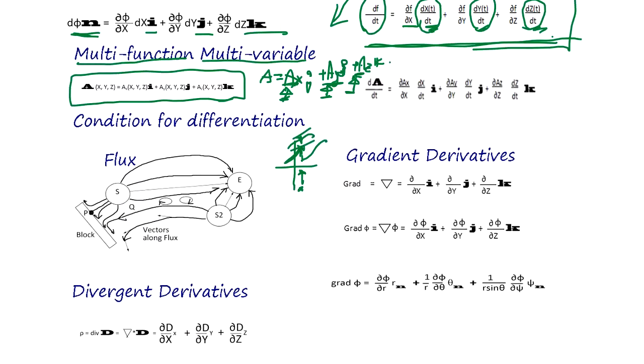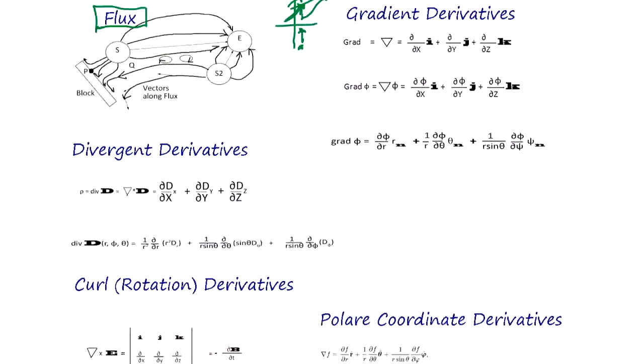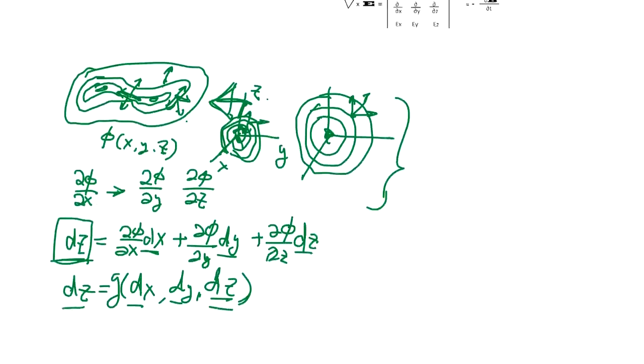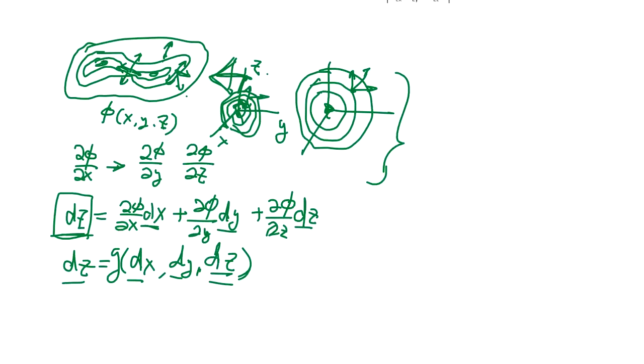Okay, in the 3D world, how do we set such a condition for differentiation? The easiest way, physics uses a flux. And what is flux? Flux is when you have a contour map, you put water on the top, then water flows down from high to low. That's the flux.